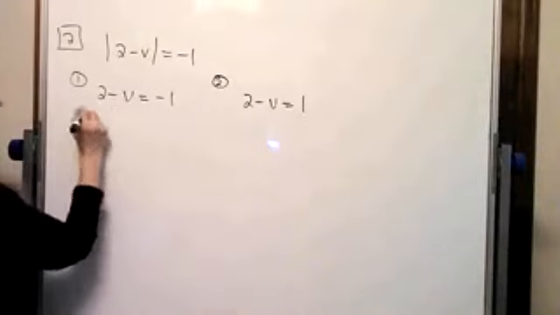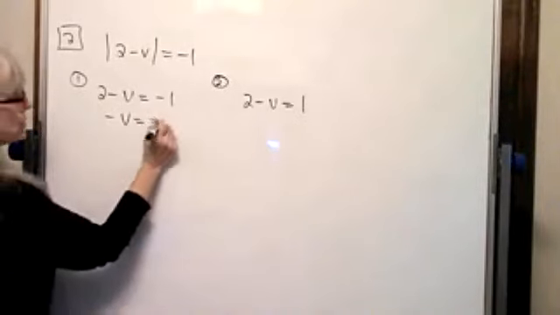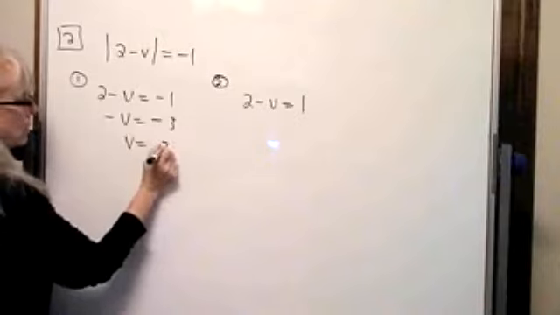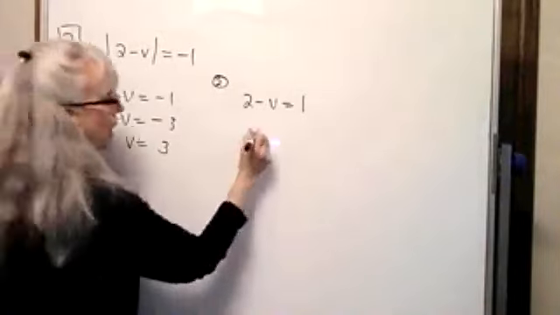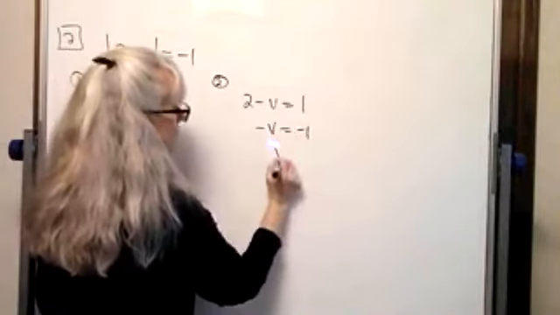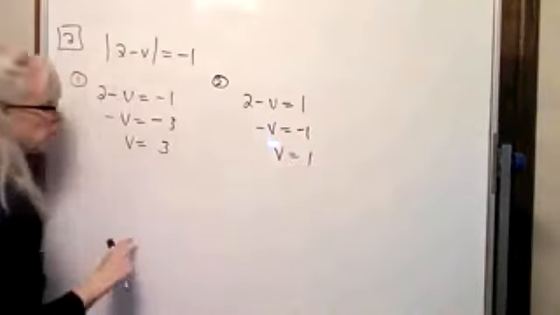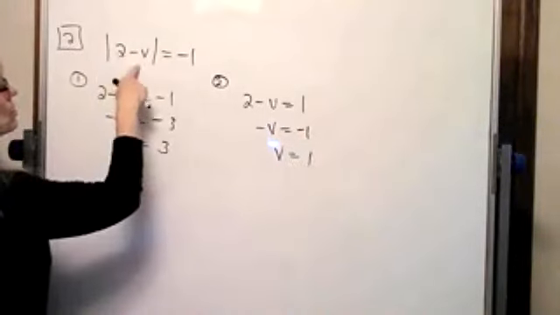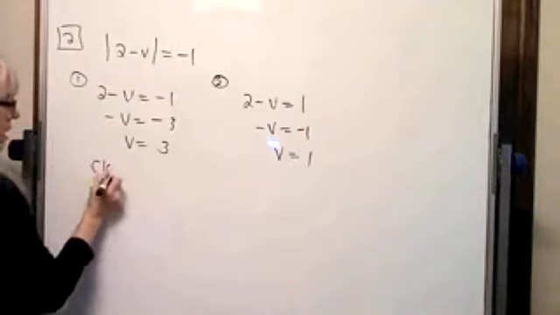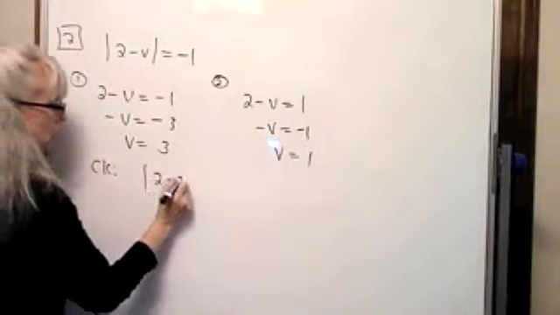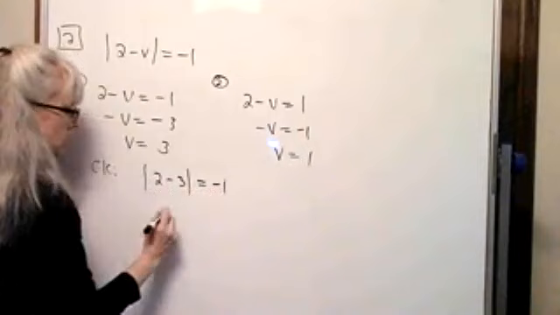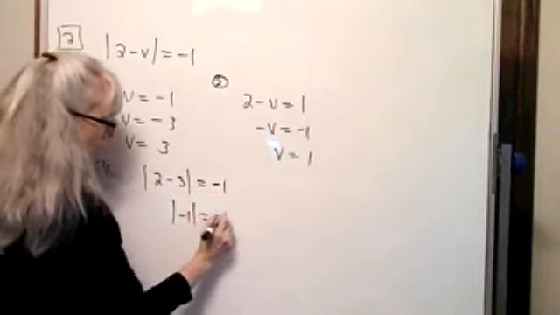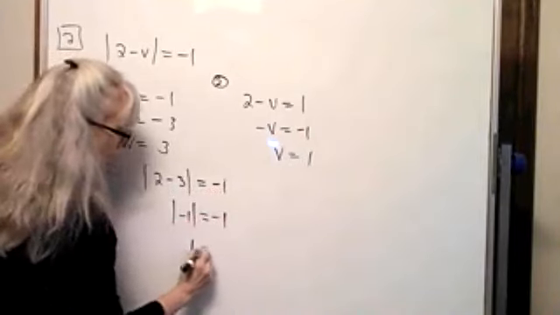We can solve these. We'll move the 2. -b equals -3, b is equal to +3. Over here, -b equals -1, b is equal to +1. Let's check them. If we plug the 3 in, this is me checking the absolute value of 2 minus 3. 2 minus 3 is -1. And the absolute value of -1 is +1, not -1.